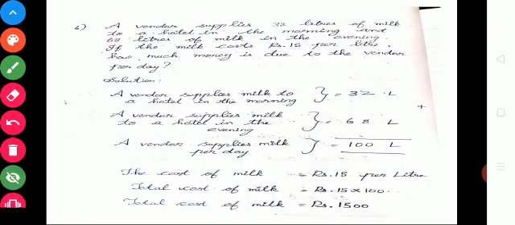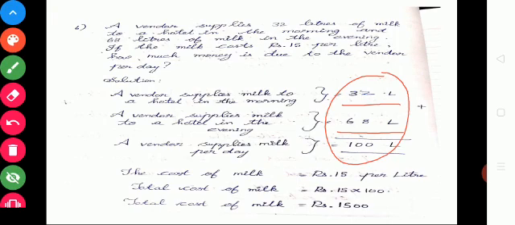So, now the next sum. A vendor supplies 32 liters of milk to a hotel in the morning and 68 liters of milk in the evening. If the milk costs rupees 15 per liter, how much money is due to the vendor per day? So in the morning, how much milk did the vendor supply? 32 liters, and then in the evening 68 liters. In one day, how many liters did he supply? 100 liters.